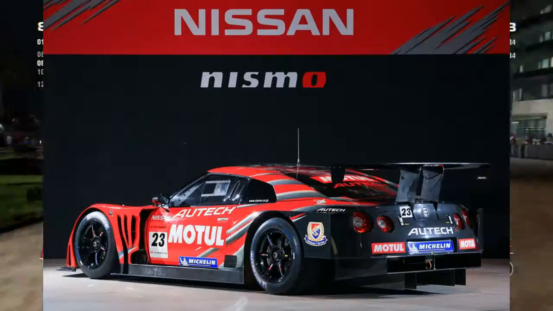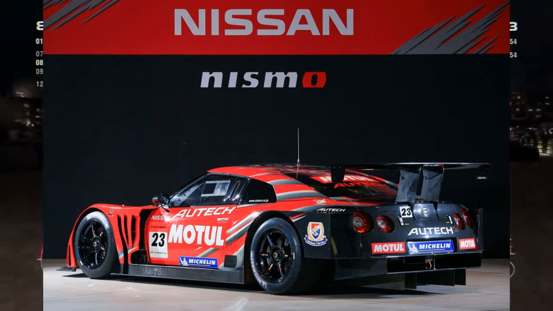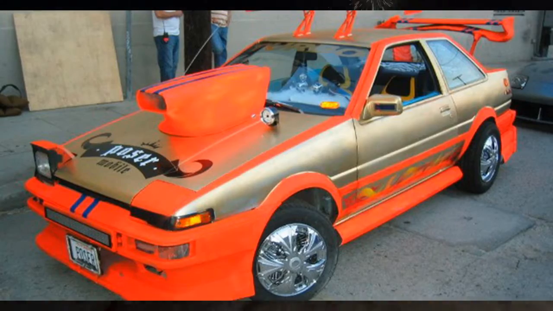And personally, these aero kits in race cars look sick, not the rice ones, please.